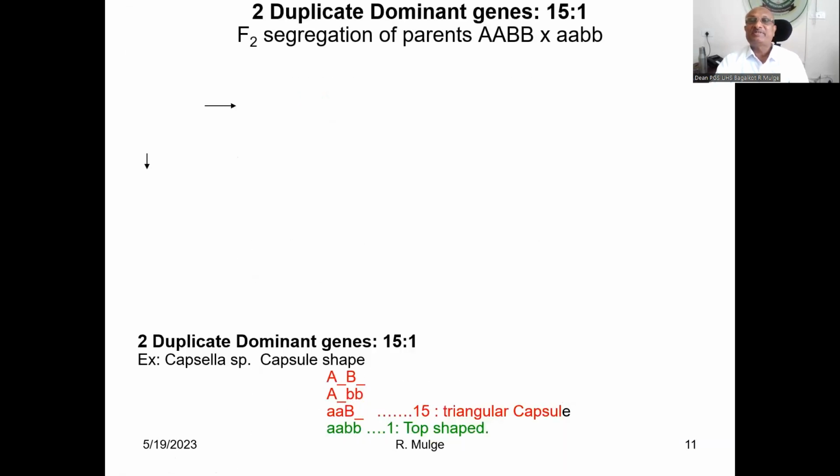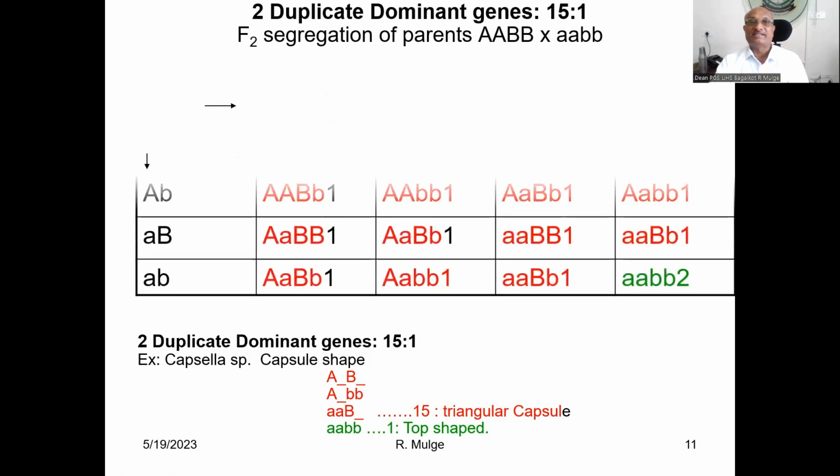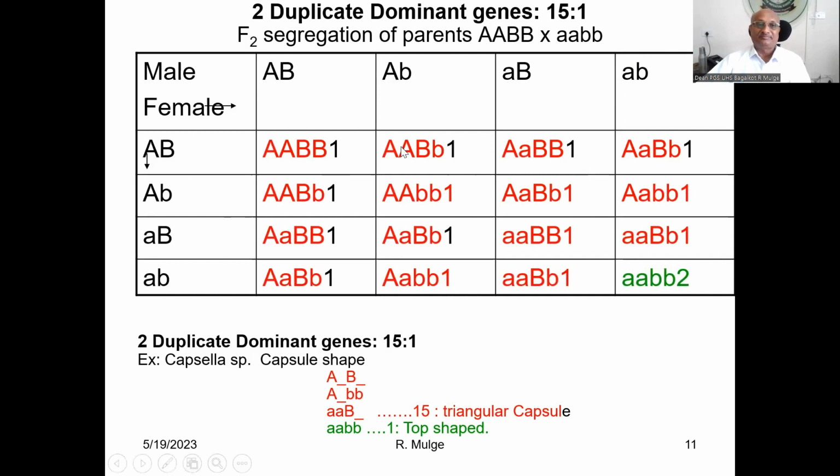Now, the second type of epistasis is the interallelic interaction, duplicate dominant genes. So what does that actually look like here? Capsella, capsule shape is an example here also. Duplicate dominant genes, how that ratio is 15. Same, the parents give F1, F1 is selfed, you get these types of phenotypes, right?